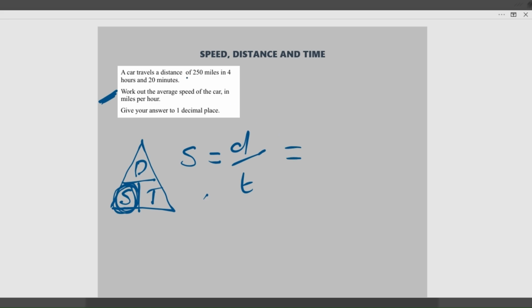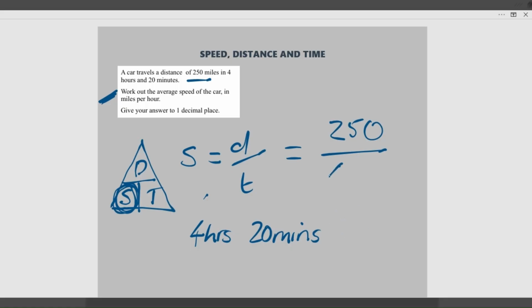Okay then, so it tells us that the car travels a distance of 250 miles. Right, now the time on this is 4 hours and 20 minutes. So we've got to think how we can enter this information in. So what we've actually got on the bottom there is 4 hours plus 20 minutes out of 60, which is actually a third of an hour. So what we've got on the bottom there is 4 1/3.